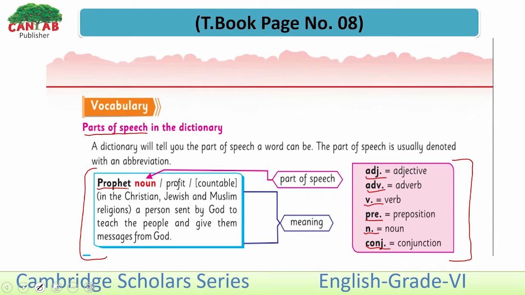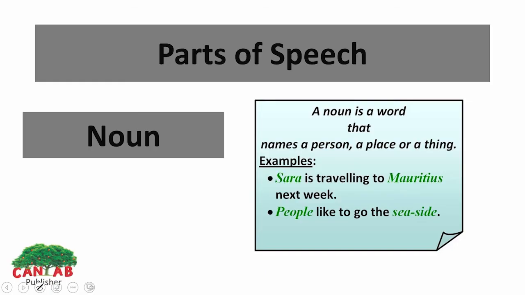Now students, we will discuss the parts of speech in detail. We will discuss what is noun first. A noun is a word that names a person, a place or a thing. For example, Sarah is traveling to Mauritius. Sarah is a person, Mauritius is a place. Next week, people like to go to the seaside. People are person here, like to go to the seaside. Seaside is a place here.